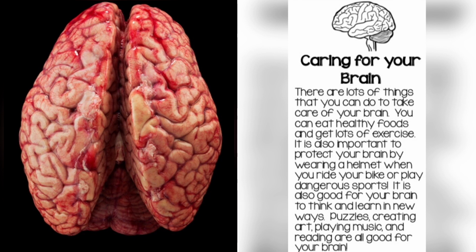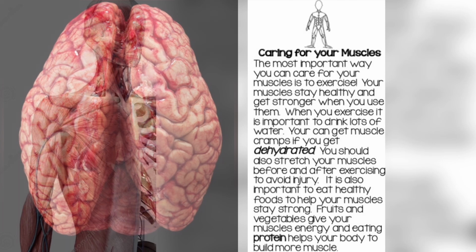Caring for your brain. There are lots of things you can do to take care of your brain. You can eat healthy foods and get lots of exercise. It is also important to protect your brain by wearing a helmet when you ride your bike or play dangerous sports. It is also good for your brain to think and learn in new ways. Puzzles, creating art, playing music, and reading are all good for your brain.